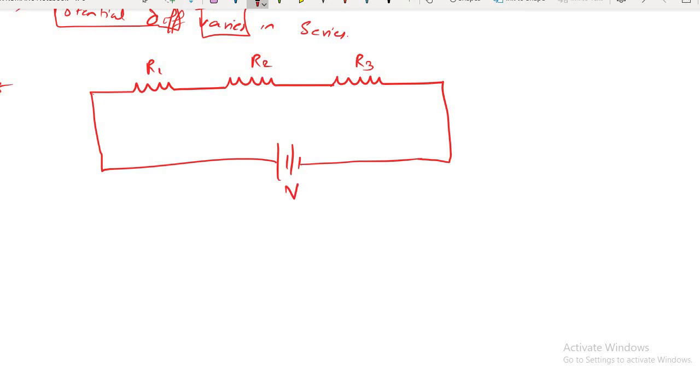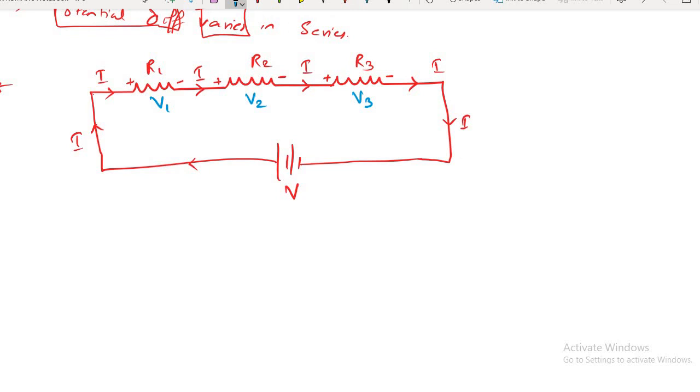Suppose this battery is providing V volt. Okay? And due to this potential difference, current I is flowing. Sir, when current enters, you said we have to take it as positive. Enters positive, leaves negative. Yes or no? So current I has entered resistance 1. Similarly, current I will enter resistance 2, and similarly will enter resistance 3 and will come out. Is that clear? And potential difference will be V1 here, across V2 here and across V3 here.